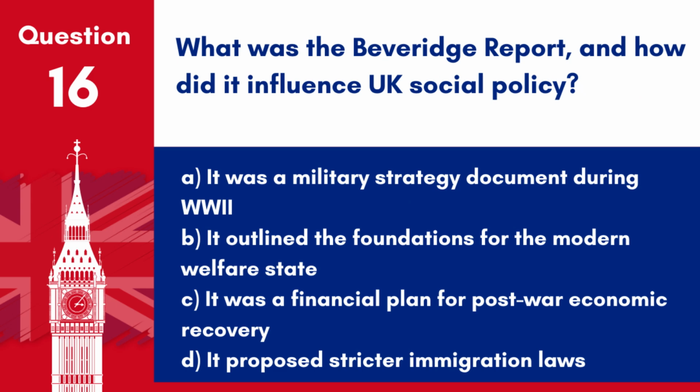Question 16. What was the Beveridge Report, and how did it influence UK social policy? A. It was a military strategy document during World War II. B. It outlined the foundations for the modern welfare state. C. It was a financial plan for post-war economic recovery. D. It proposed stricter immigration laws.